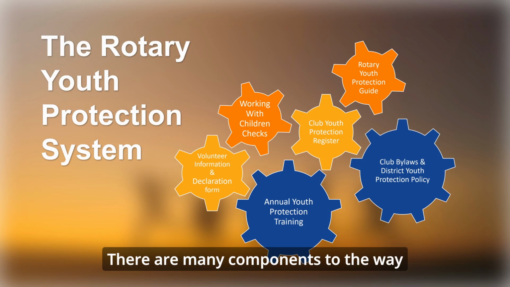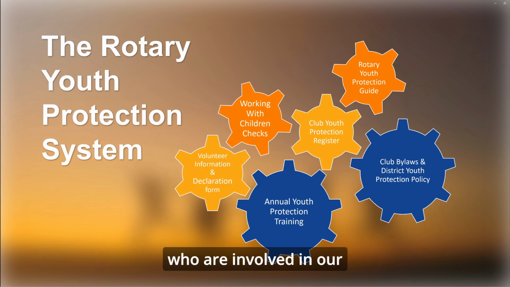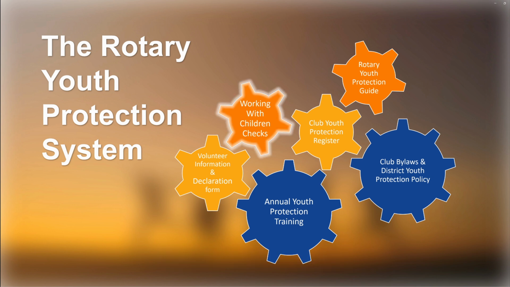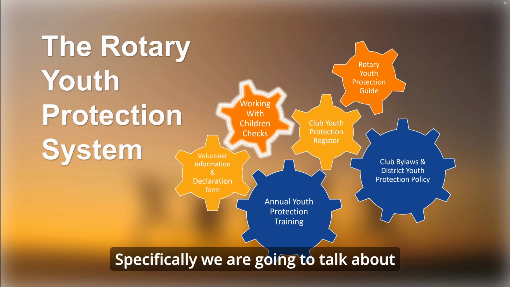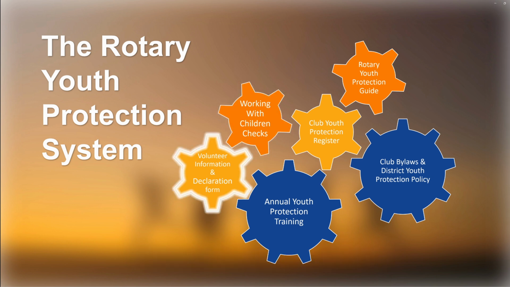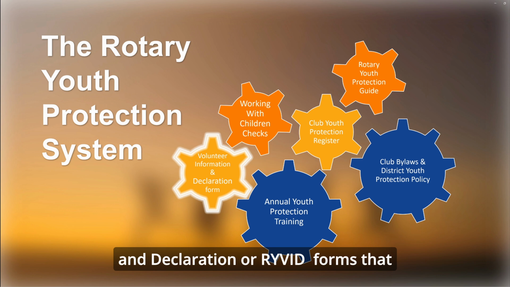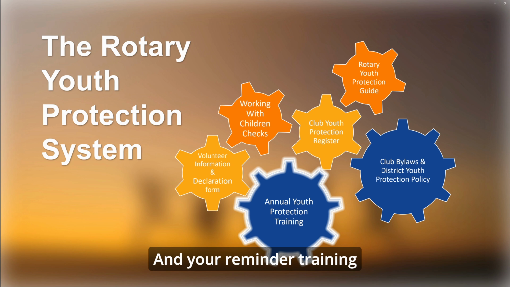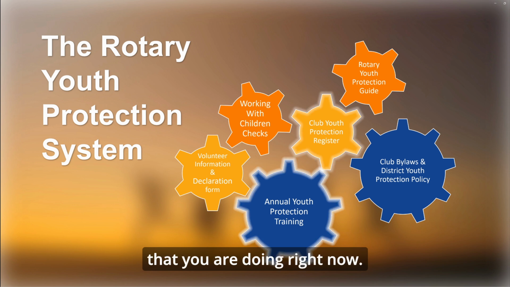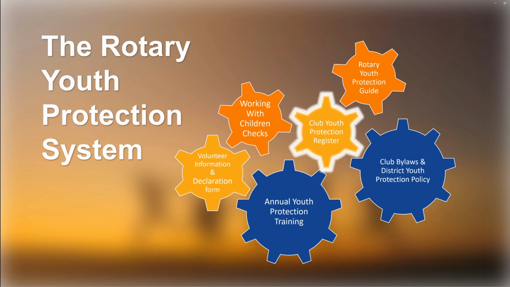There are many components to the way Rotary protects children and young people who are involved in our programs and activities. Specifically, we are going to talk about the Working with Children check that members may need to obtain, the Rotary Youth Volunteer Information and Declaration, or RYVD forms that members and volunteers need to fill out, annual reminder training that you are doing right now, and the records that your club keeps about those forms.